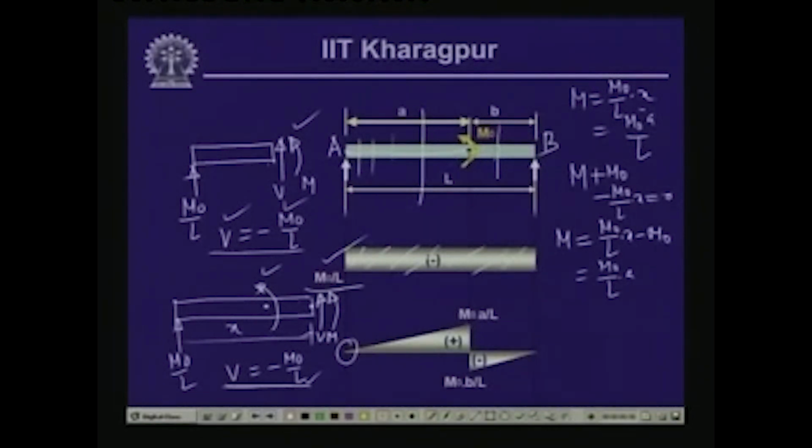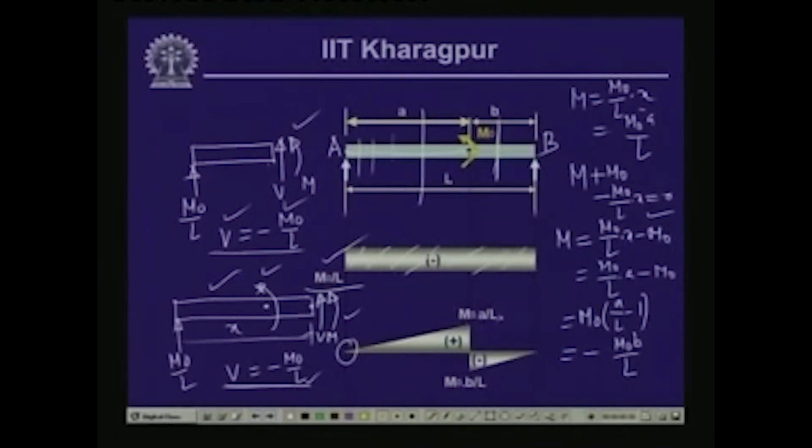Now, if we take the cut here and draw the free body diagram as this, and we compute the value of the bending moment, then we get the expression for the bending moment as this. Now, if we compute the value of the bending moment at a distance of a, we have m0 a by L minus m0. So, if we take m0 common, then we have a by L minus 1. So, a minus L by L, a minus L is nothing but minus b. So, this equals minus m0 b by L.